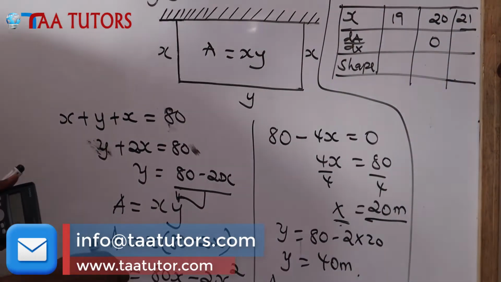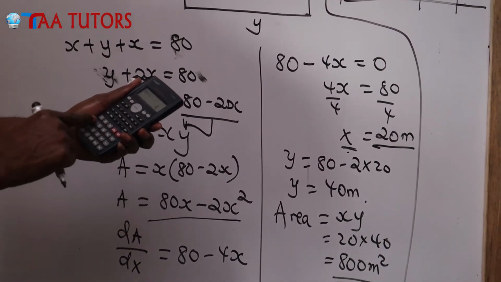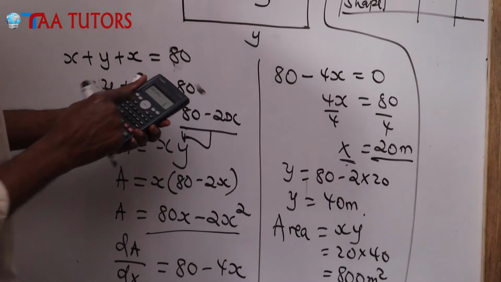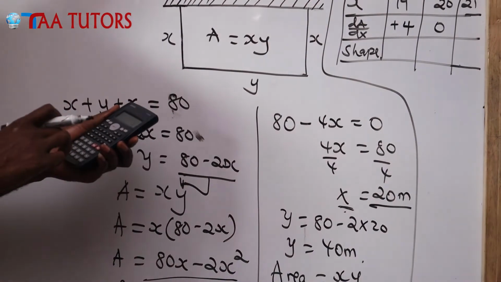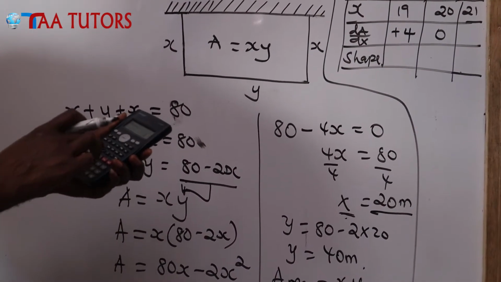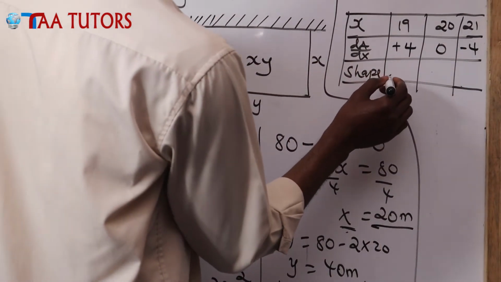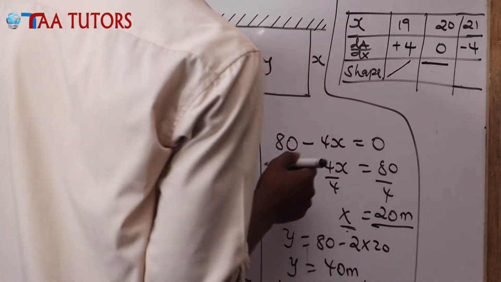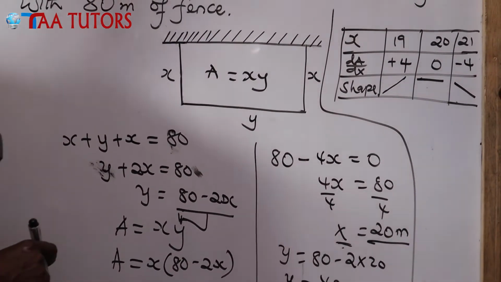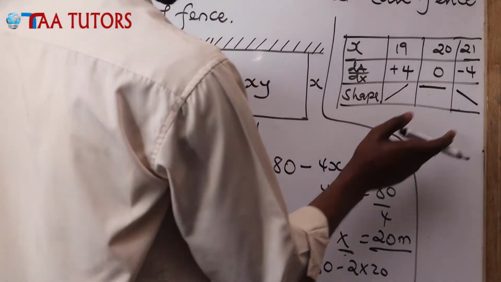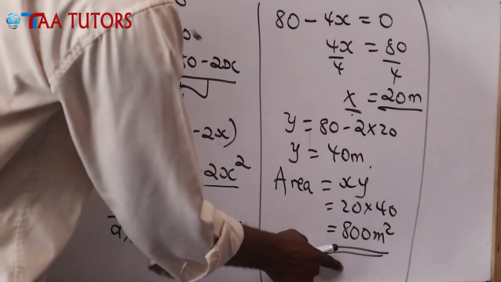We'll substitute 19 in our dA dx, which is 80 minus 4x. So if I say 80 minus 4 times 19, I get 4, positive. And if I substitute 21, that is 80 minus 4 times 21, I get negative 4. So we say that a positive gradient slopes like that, a 0 is a horizontal line, and a negative slopes negative like that. So we know that if the gradient changes from positive to 0 then negative, that is a maximum turning point. So we can therefore know that the area calculated from 20 here should be the maximum area.